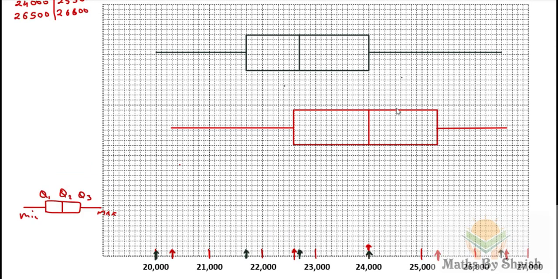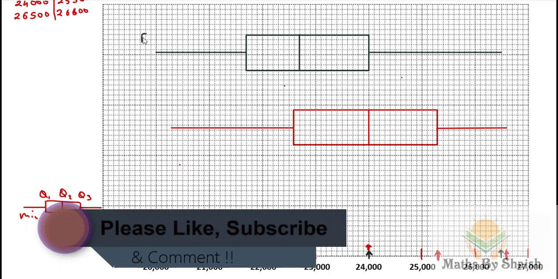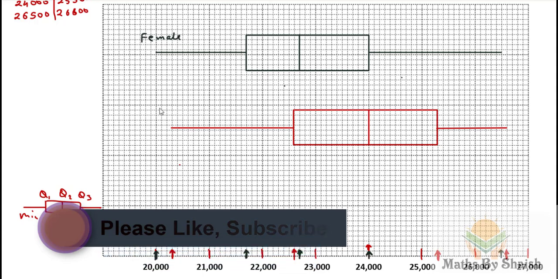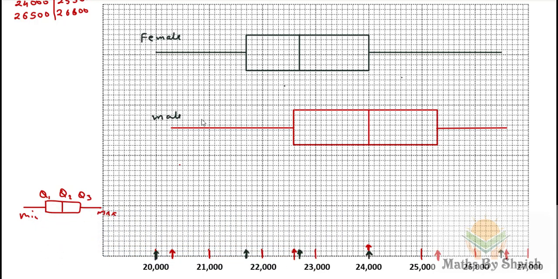So here is the box and whiskers plot. I have drawn it separately. So it is for female salary and it is for male salary. This is the box and whiskers plot. I hope it is clear. Let's discuss the next question now.